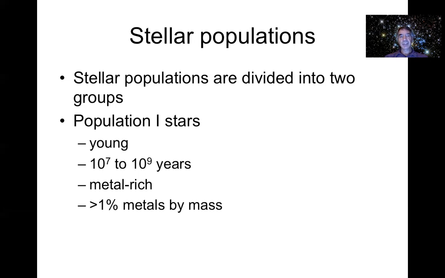So our sun is an example of this, really. Okay, the sun has about 2% metals by mass, and again, metals here means everything heavier than helium. And so you would use the term metal-rich for these population 1 stars. Okay. So again, none of these numbers are hard and fast, they're just orders of magnitude. Okay. So this is population 1 stars, young metal-rich stars.